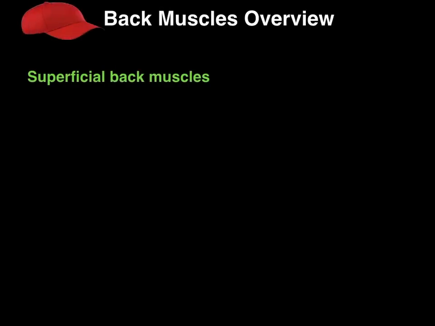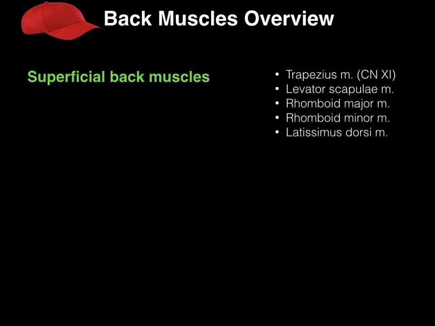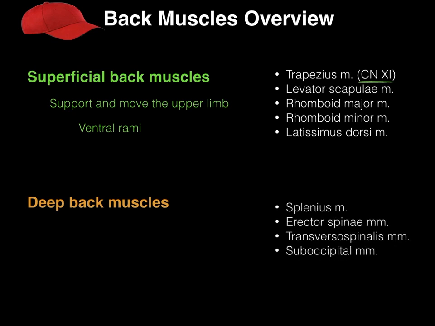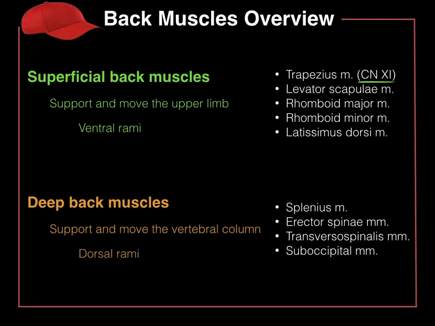Now, to recap the back muscles overview: the superficial back muscles, all listed there, support and move the upper limb, and they're primarily innervated by ventral rami, except trapezius, which is innervated by the spinal accessory nerve. And the deep back muscles, they're listed there, basically support and move the vertebral column, and they're innervated by dorsal rami. And that is a recap, my friends, of the back muscles.